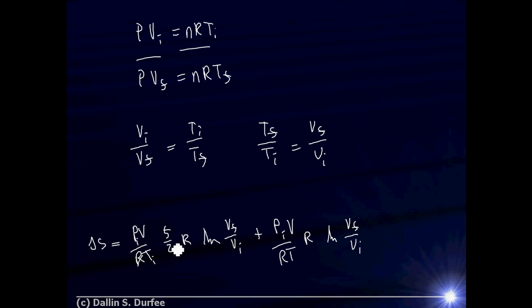So I look at this, the R's cancel out, and these are the same logarithm, so it looks like this whole thing is just going to be P initial V initial over T initial, times 5/2 plus 1, natural log of V final over V initial, and there's my answer.